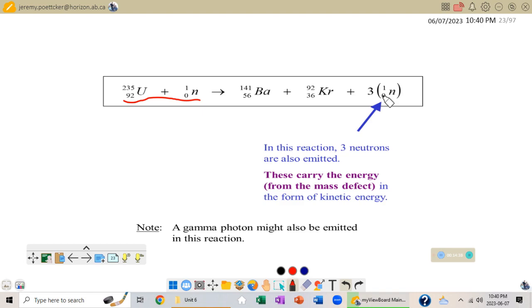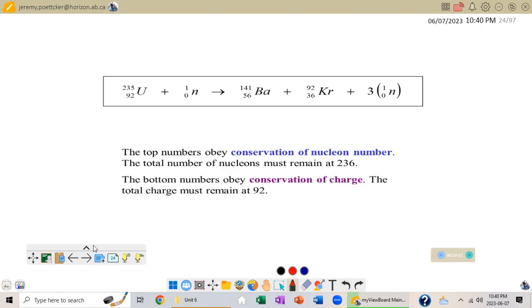These neutrons actually carry energy from the mass defect in the form of kinetic energy. Also note that a gamma photon might be emitted in this reaction.